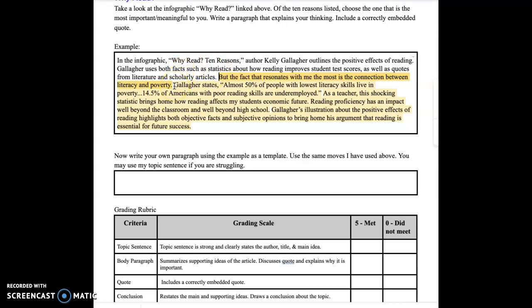So I'm going to start with my quote here. Here's what he says. Gallagher states, comma, so I've used the embedded quote technique number 2. Almost 50% of people with lowest literacy skills live in poverty. 14.5% of Americans with poor reading skills are underemployed. And I think what he means there is that people who could be making more money but can't, they're underemployed because their reading level is so low. So here's the quote that I'm using, and now I'm going to start my analysis.